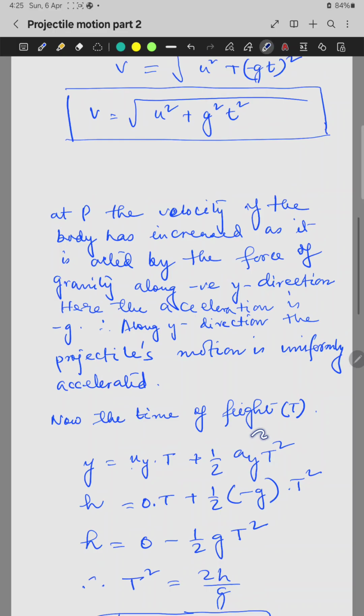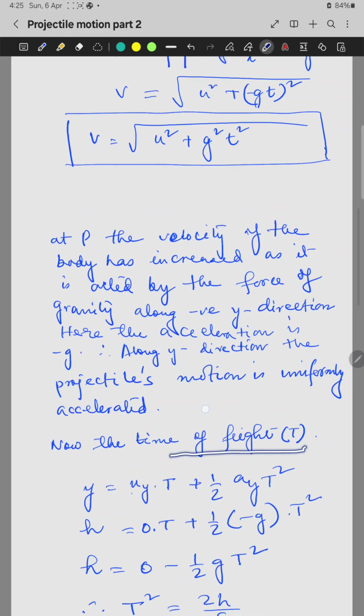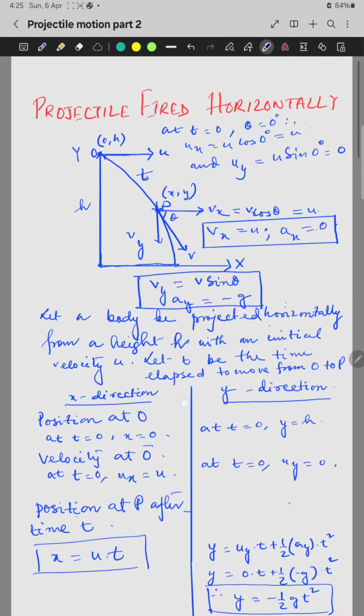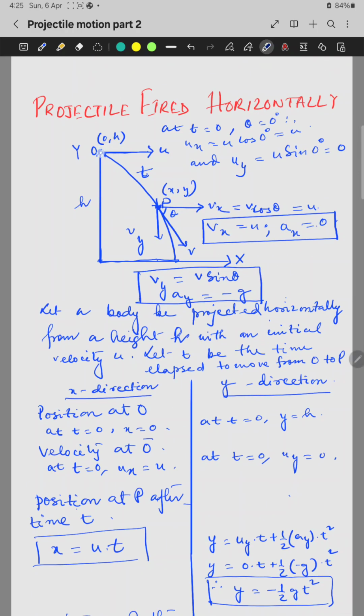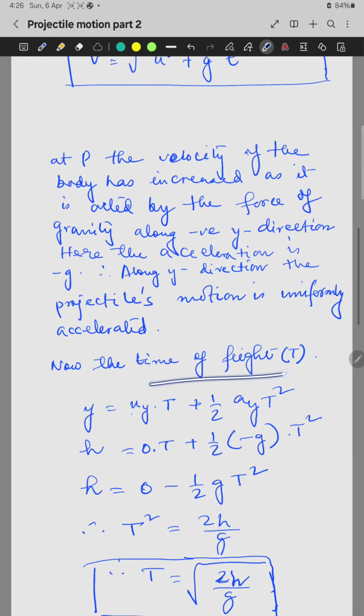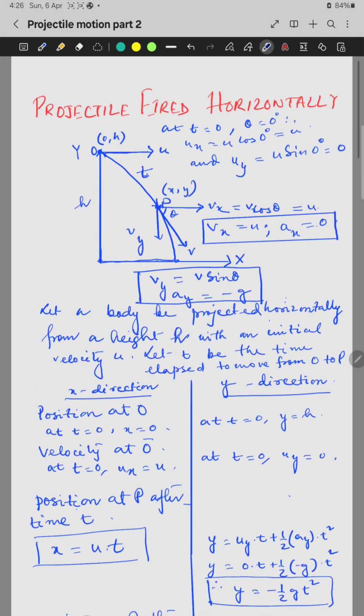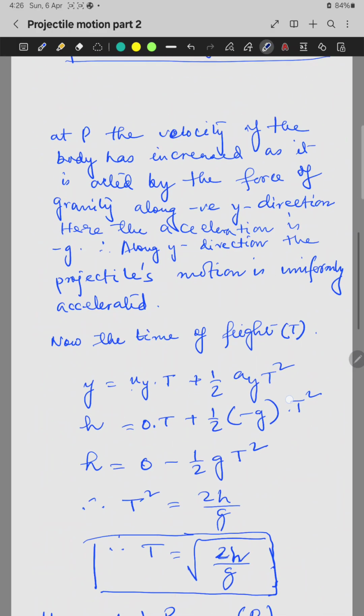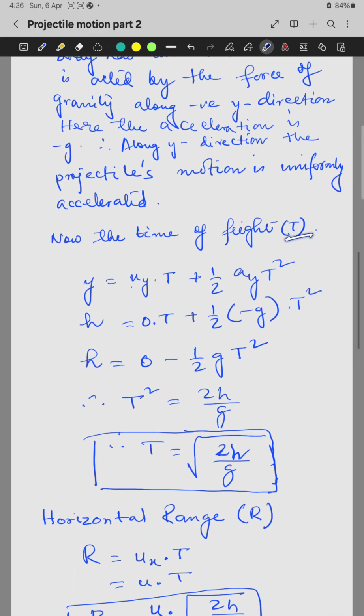Next we are trying to find out the time of flight. What is that time? The time gap between the projection and the landing of the projectile is called the time of flight. So that is the time needed by the projectile to reach from O to the ground position. That is taken as capital T.